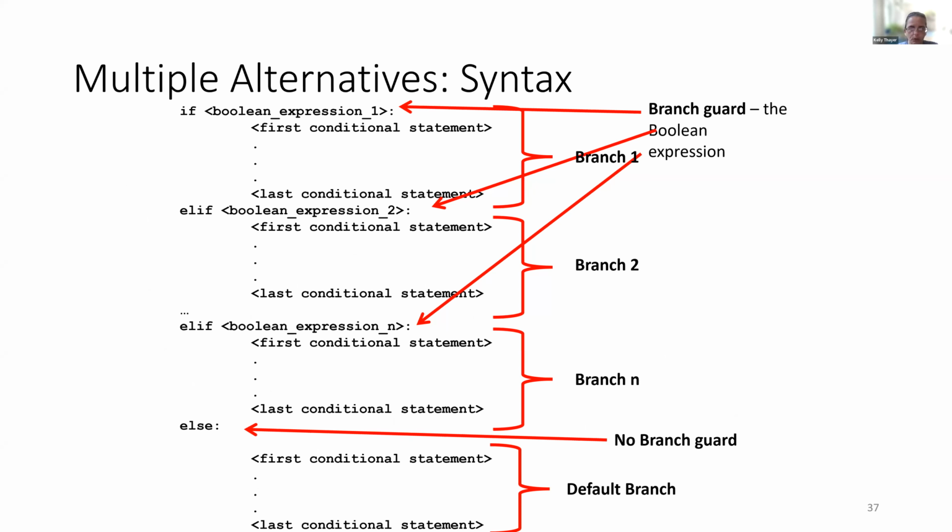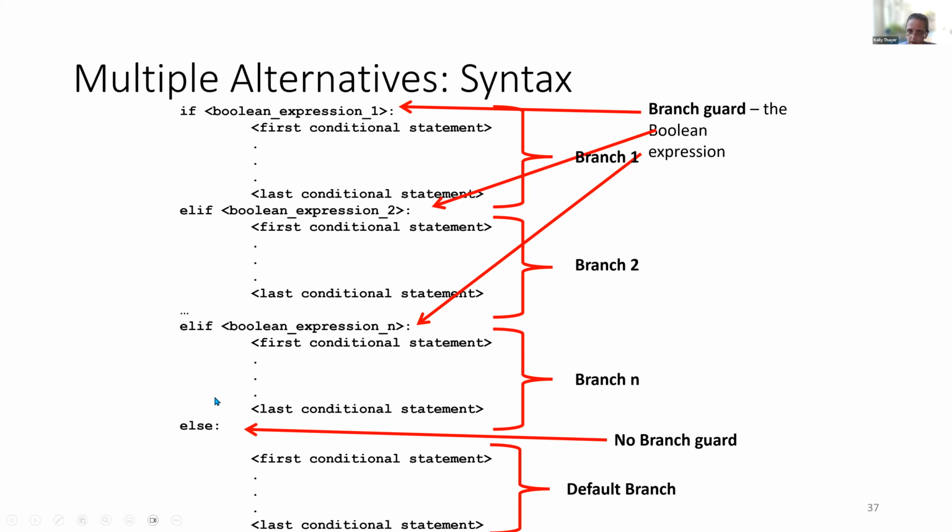Let's see what the syntax would look like. Multiple alternatives has an if and then a Boolean expression. These are the branch guards, just like we have seen before. Then we would have our first conditional statement and so on. So this is the branch, which is the body of the if statement. Then we would have elif, again with its own Boolean expression to set some condition that we want to test. And we would go through here and test all of these out. And then we will continue on and on, just like so, to see if any of these is true.